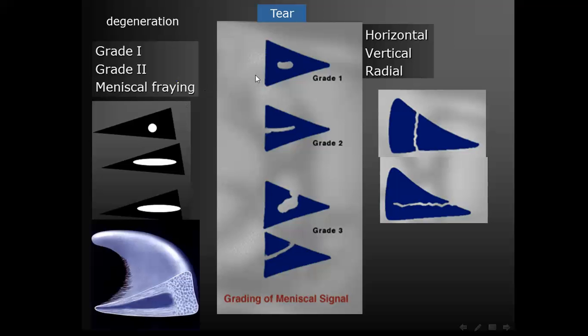In degeneration it might be small or larger or reaching to the surface, and these are the types of degeneration. It may be small like grade 1 tear or grade 1 degeneration, and this is a larger area of degeneration within the meniscus, and this one is a larger area within the meniscus with fraying. That means it starts to break.